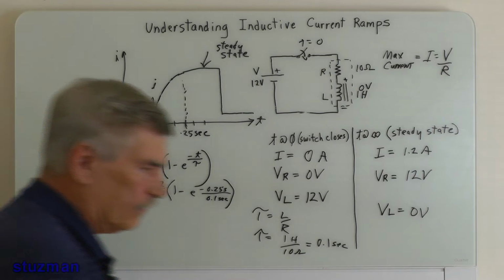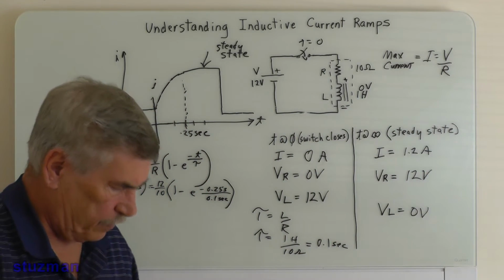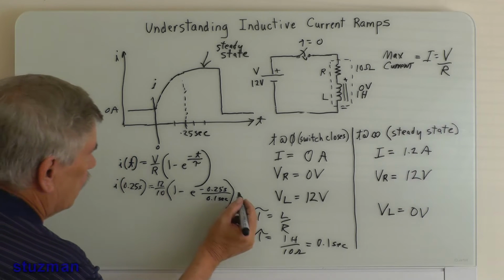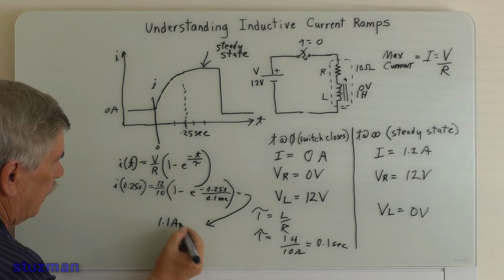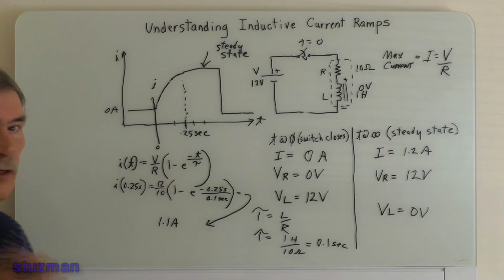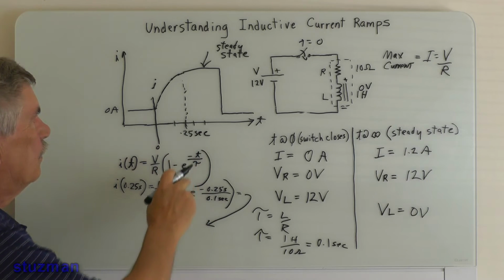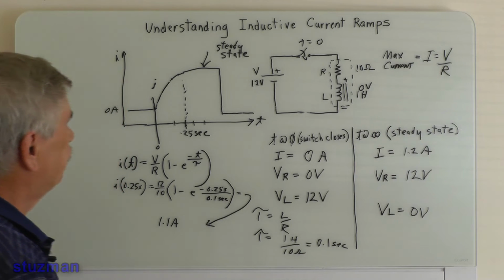And I think I've already got it here. Let me see. Yep, and I've got 1.1 amps. So I'm going to just bring it right on down in here. So that is 1.1 amps, and that's what the current would be 1/4 second after we close this circuit.